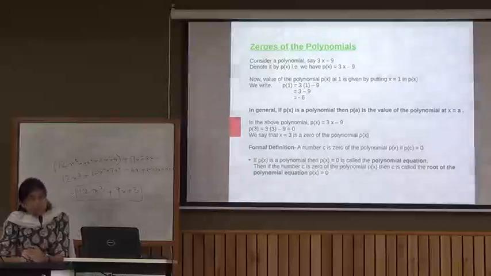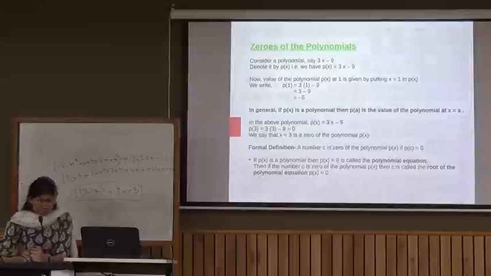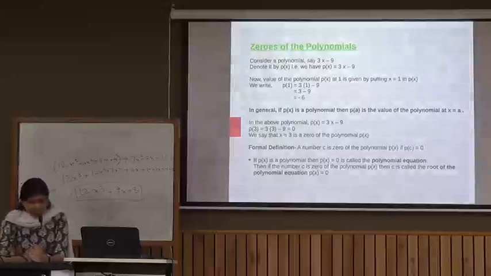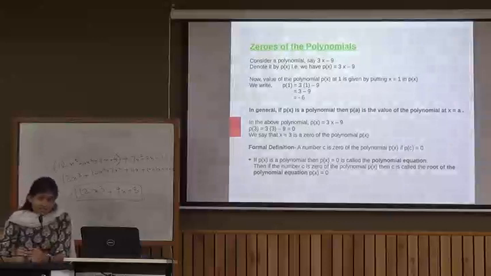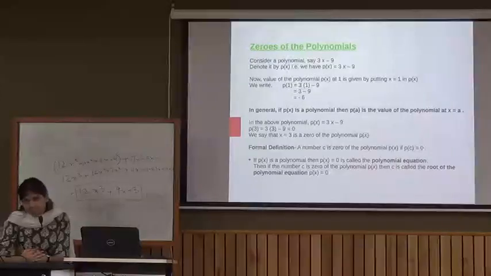Now, in the above polynomial, 3x minus 9, the value of the polynomial at x is equal to 3 is 0. Clearly, therefore, here x is equal to 3 is called the zero of the polynomial. The formal definition of zero of the polynomial is: a number c is a zero of the polynomial p(x) if the value of the polynomial at x is equal to c is equal to 0.